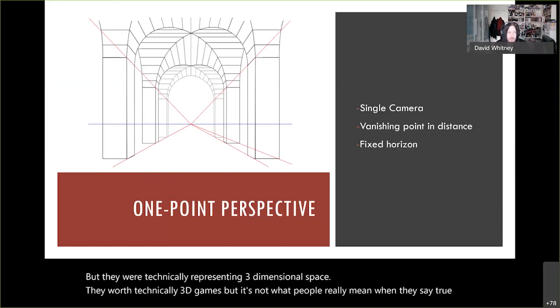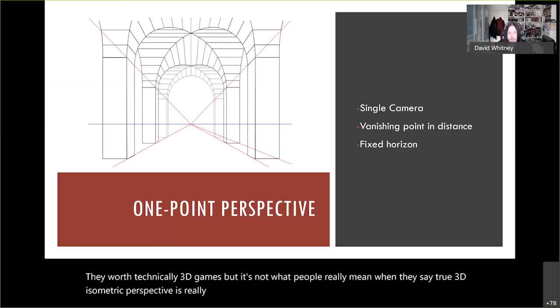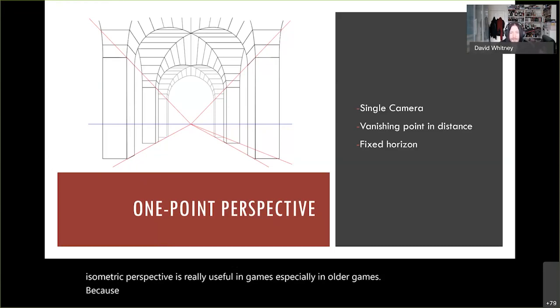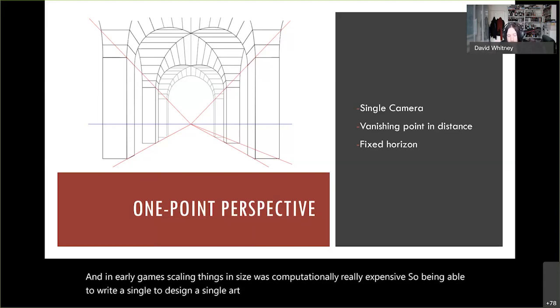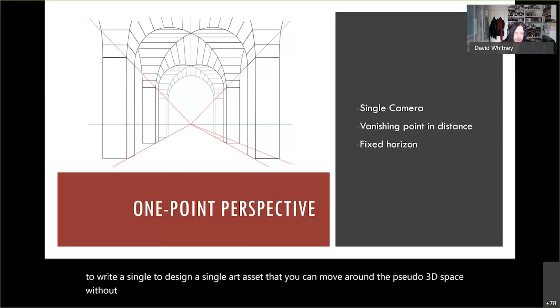Isometric perspective is really useful in games, especially in older games, because all the objects inside the 3D space remain the same size wherever they occur. And in early games, scaling things in size was computationally really expensive. So being able to design a single art asset that you could move around the pseudo 3D space without scaling, without changing, without swapping it out for another asset, because there was no storage space, was really important.